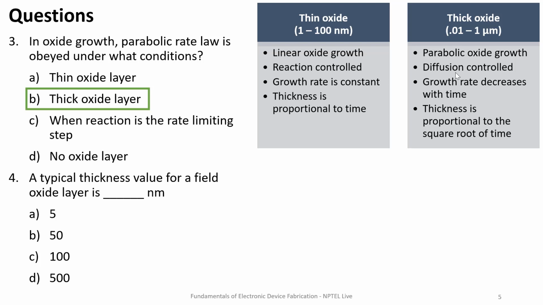Yes. So next: a typical thickness value for a field oxide layer is dash nanometers. 5, 50, 100 and 500. Based on the different features in different semiconductor materials, you will have to find this out from external sources. Take a few minutes to Google and find out the different thickness values for a field oxide layer.